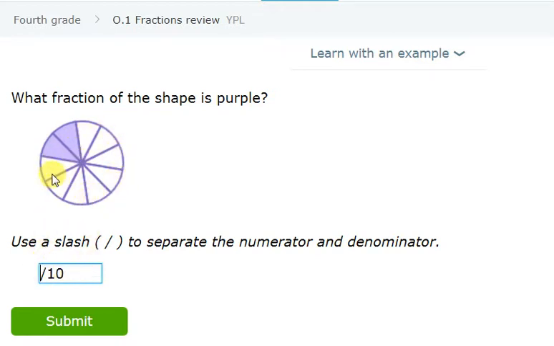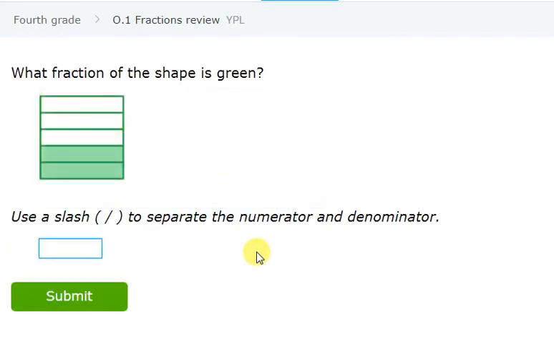Then out of these 10 total parts, how many parts are purple? Well, you can easily count them, 1 and 2. So 2 are purple, so we write 2 in the numerator and 10 in the denominator because 2 are the shaded parts and 10 are the total parts, right? So this is how we represent any shaded part of a given figure in fractions. Let's submit it. Well done.